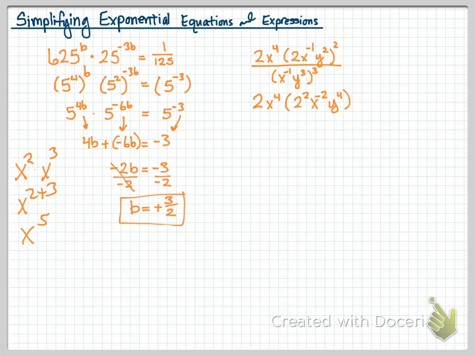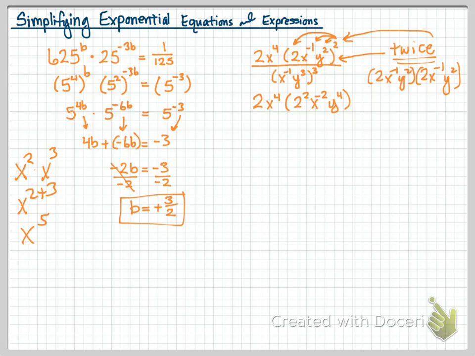In the numerator, we have this parenthesis twice, so everything doubles. 2 becomes 2 squared. x to the negative 1 becomes x to the negative 2. y squared becomes y to the 4th because you distribute the 2. Or if you think of it, you have that parenthesis twice. That means 2x to the negative 1, y squared, you have it twice. So if you expand it out, 2 happens twice, x to the negative 1 happens twice, y squared happens twice. That's why all of these numbers double.